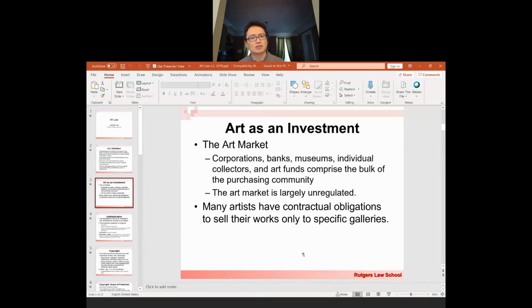And many artists have contractual obligations to sell their works only to specific galleries.